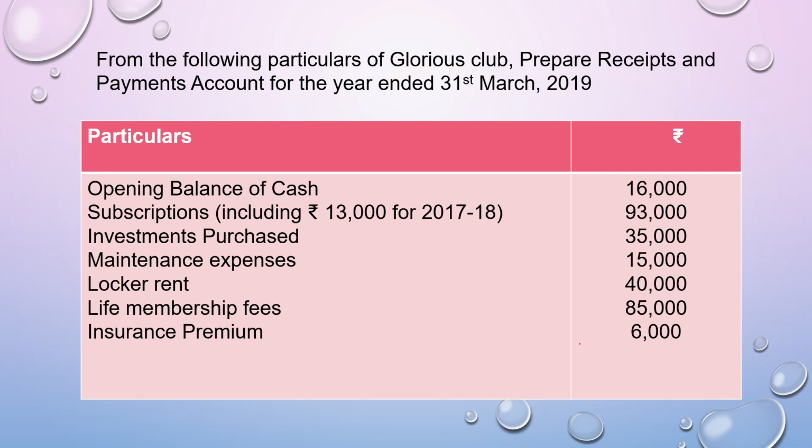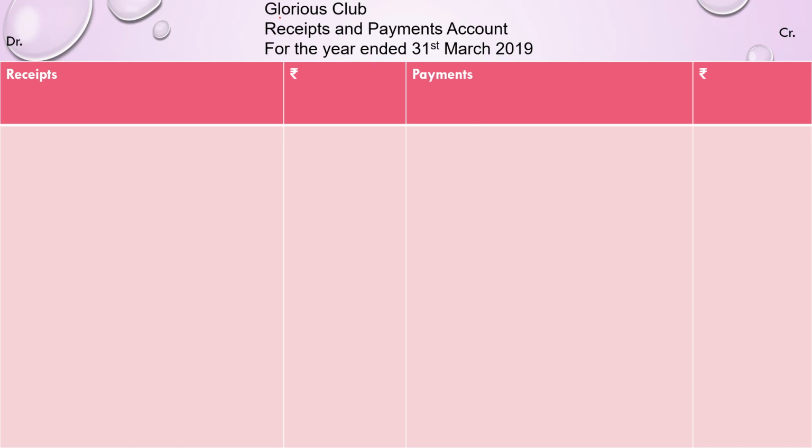Now with this, let us prepare the receipt and payment account. Prepare the format for that, with two sides, debit side and credit side, that is the receipt side and the payment side, with amount columns. So let us start. First, it starts with the opening balance of cash of 16,000. So we write Glorious Club, receipts and payments account for the year ended 31st March 2019. Don't forget to write the debit and credit because it is an account. The debit side is the receipt side, so receipts, rupees, payments, rupees.